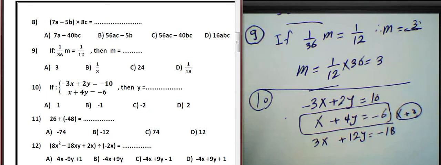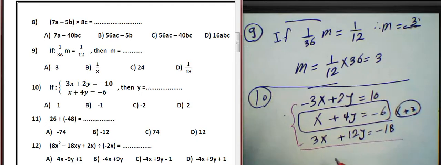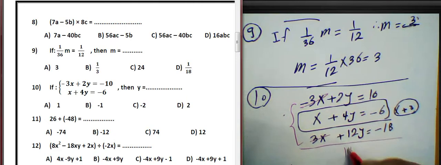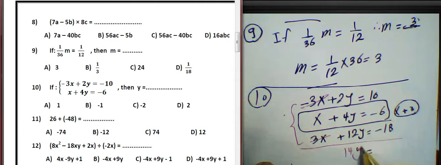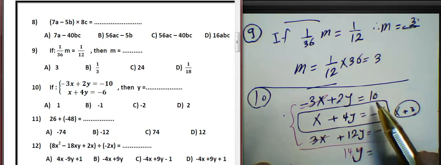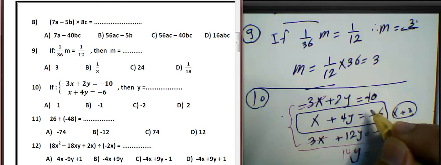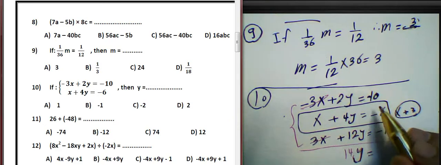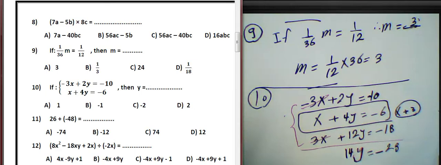Okay, the next step, we can find the result by adding the first and second equation. Negative 3x plus 3x equals 0. 2y plus 12y equals 14y. 14y equals what? We have negative 10 here, and here negative 18. We can add negative 10 and negative 18, it will be negative 28. Okay, so 14y equals negative 28.